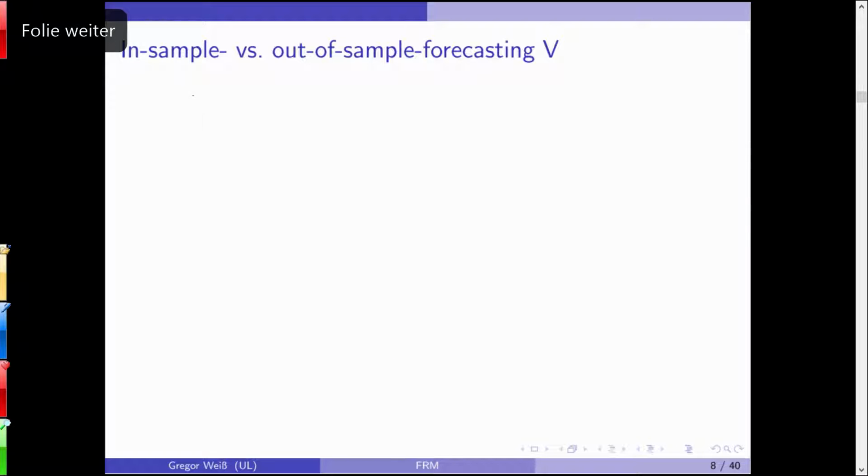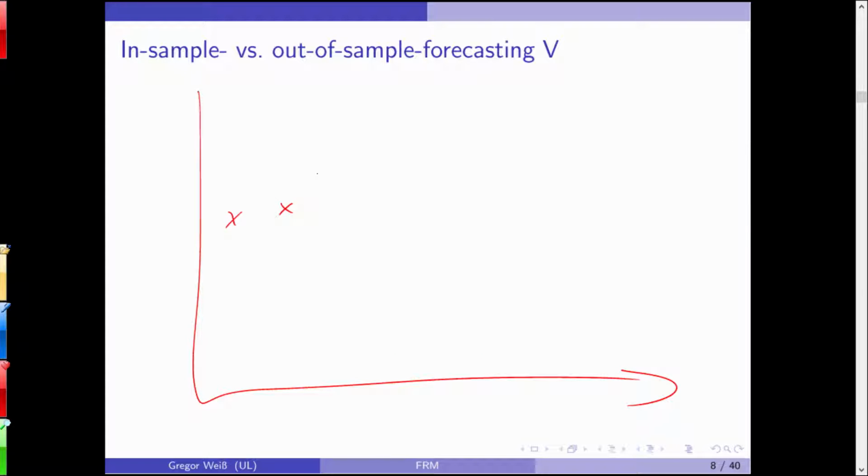Again, the same can be done in regression. You simply take this, you estimate the regression, and then of course, forecasting means projecting the line into the future, and then we have to compare this with some actual values we can observe in reality.